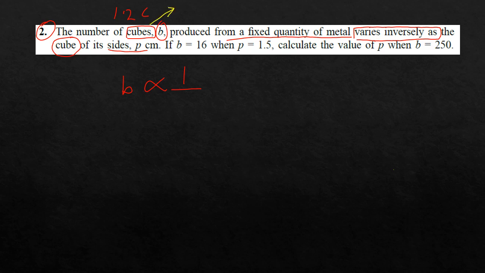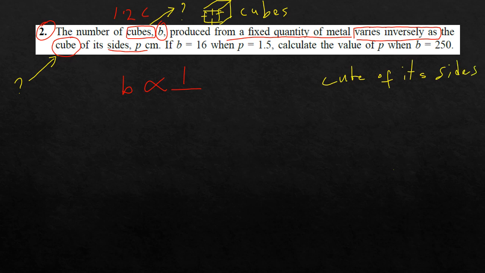This cube, is it the same as this cube? Is it the same? Okay, this cube, the cube, is actually the shape, the cube, all these equal size. What about this one? The cube of its sides, P. So what is the meaning of that? This cube means power 3. It's called P cube. So don't get it confused. The cube for this one and also for this one. Okay, now you get it?